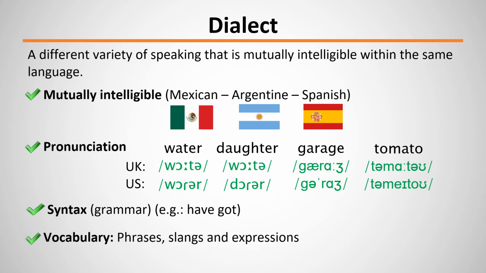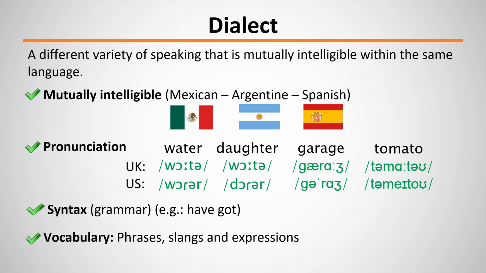Another property is the vocabulary. This would encompass phrases, slang, and expressions. For example, if we say, I don't have time, in America, you are more likely to hear, I ain't got no time. Whereas in the UK, you are more likely to hear, I haven't got time.